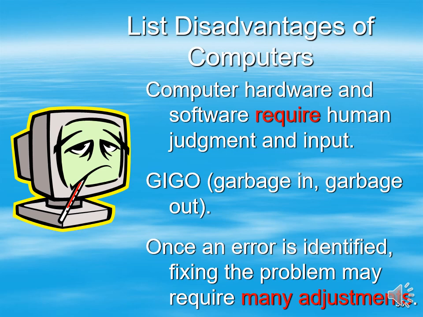The second disadvantage of using computers is garbage in, garbage out. It means that if you put a wrong number or you record in the wrong place or account, then the output of your software is also wrong. The third disadvantage of using software and computers in preparing the accounting record is once an error is identified, fixing the problem may require many adjustments.